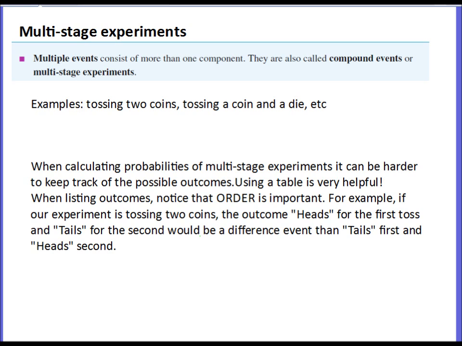I should note also that when you're listing the outcomes of a multi-stage event, order is important. So, for example, if I go back to that example of tossing 2 coins, I would note that the outcome heads for the first toss and tails for the second toss would be a different event than tails for the first and heads for the second. And I'll show you what I mean because we're going to do that as an example.